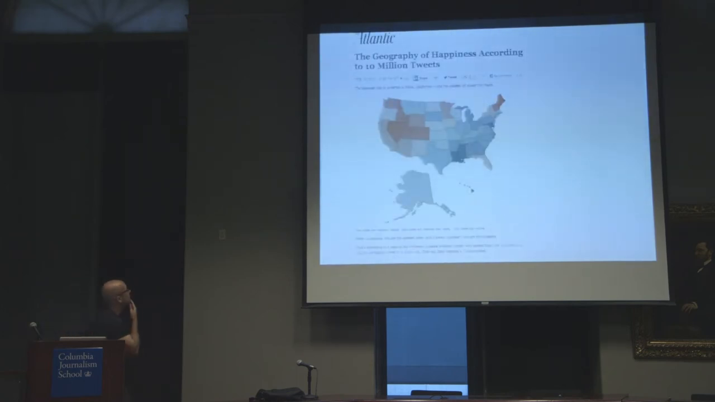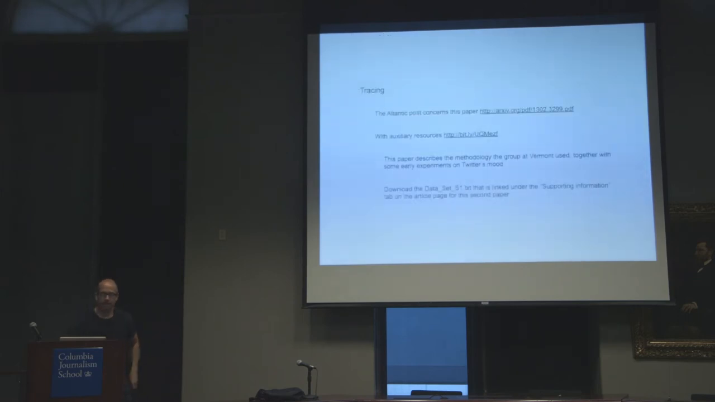All right, so the example we're going to use today comes from this paper. It came out in winter last year, called The Geography of Happiness. And it basically looks at everything you could pull from some measure of happiness about tweets. The original post from The Atlantic is here, the blog, and then there are auxiliary resources here. You can download the data and so on. The research is done by a group in Vermont and builds on their experience trying to attach mood to tweets.